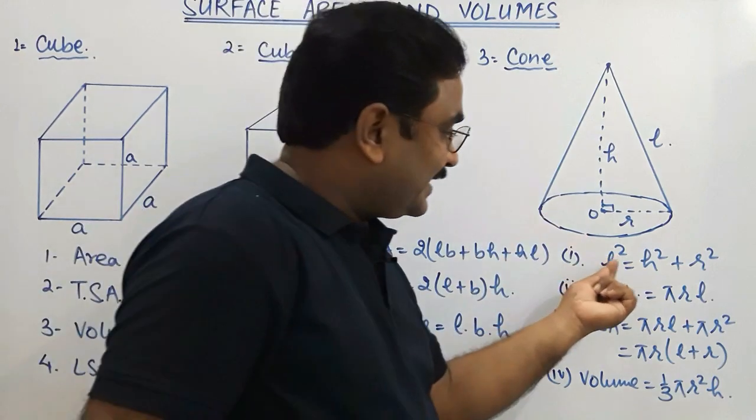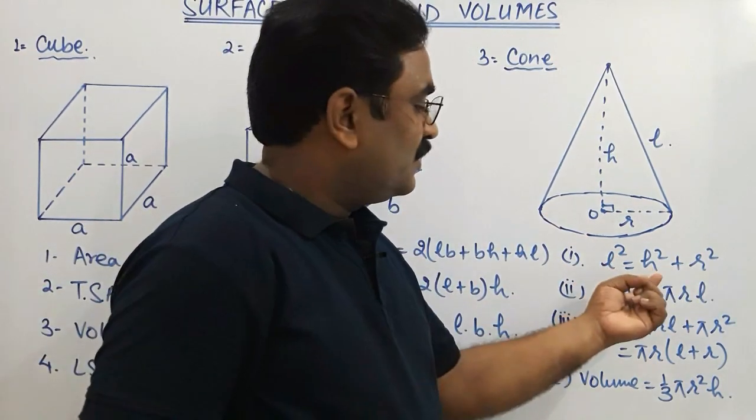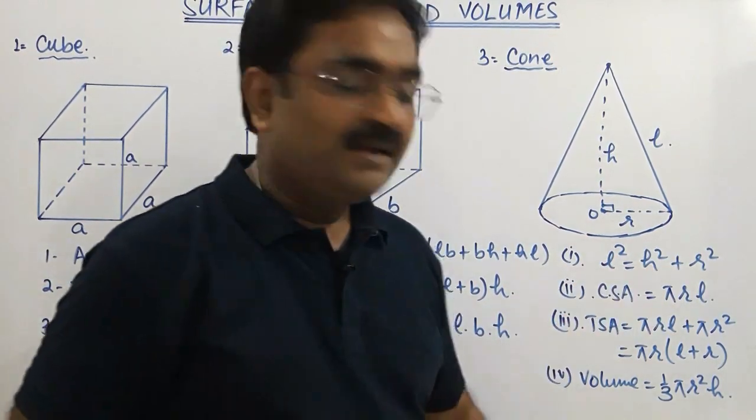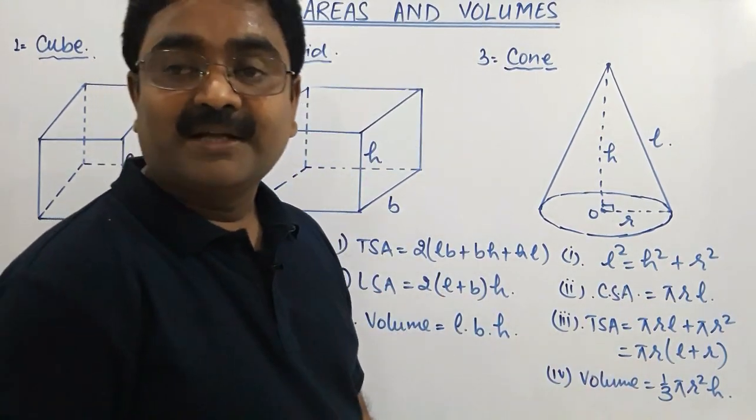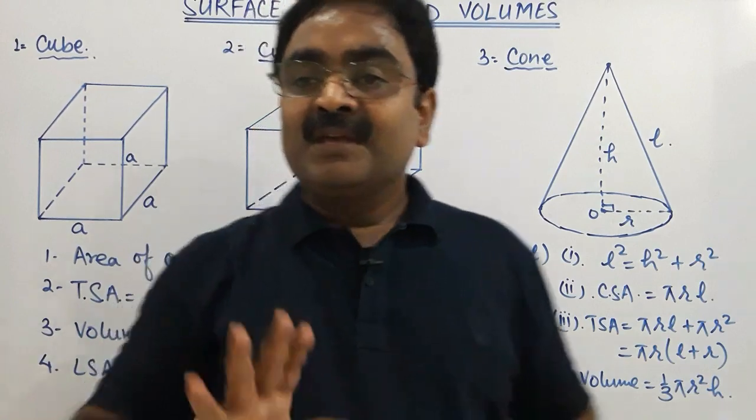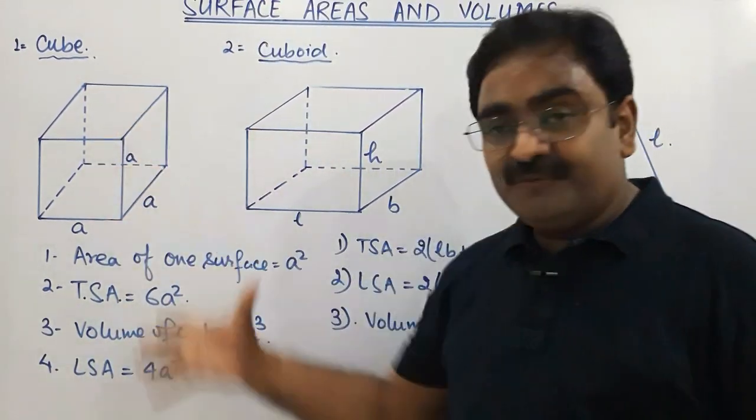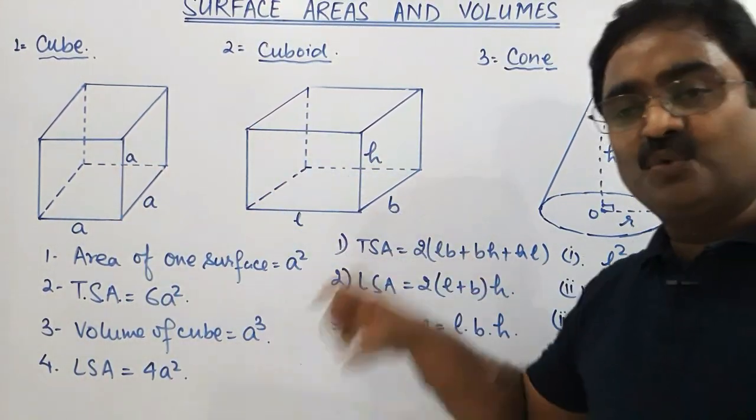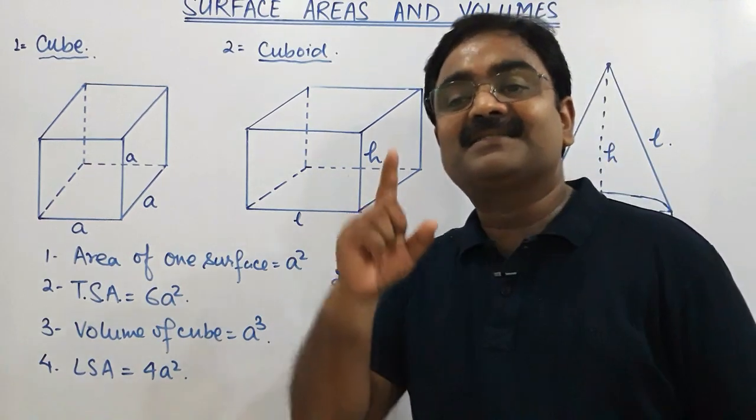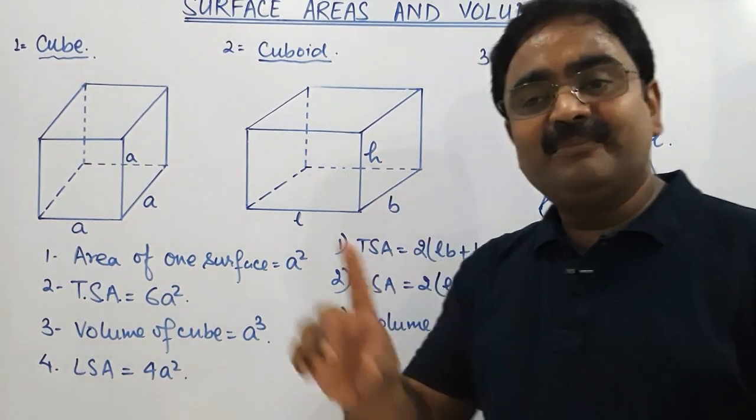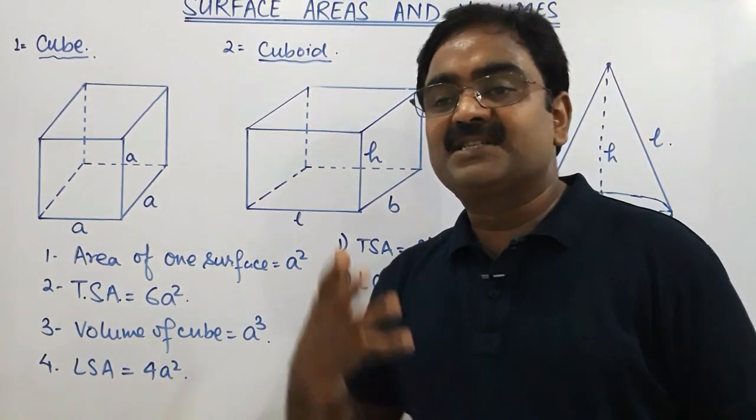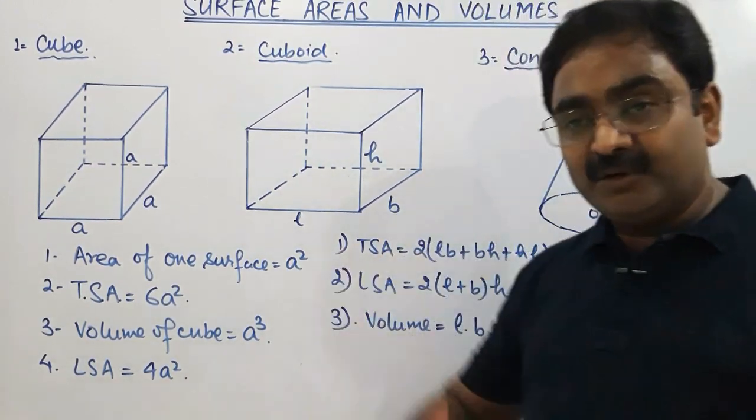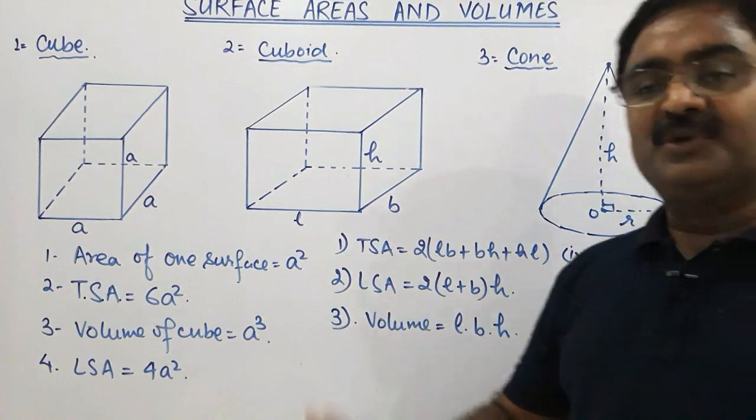If slant height and radius are given, you can get the value of height with this formula: l square equals h square plus r square. Students, this is only for your revision, as you have all read these things in class 9th. Here I am only revising; you can self-revise that formula. But in the introduction it was important to tell you.